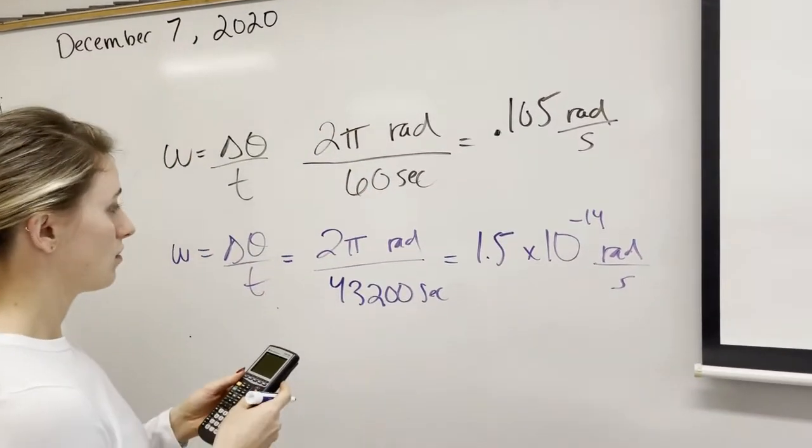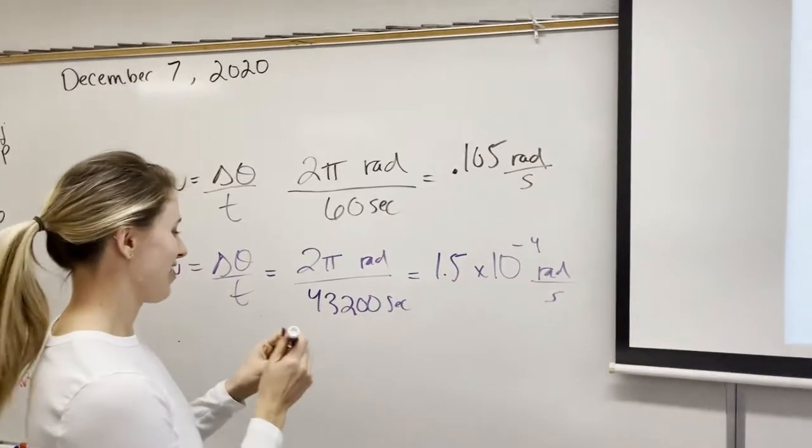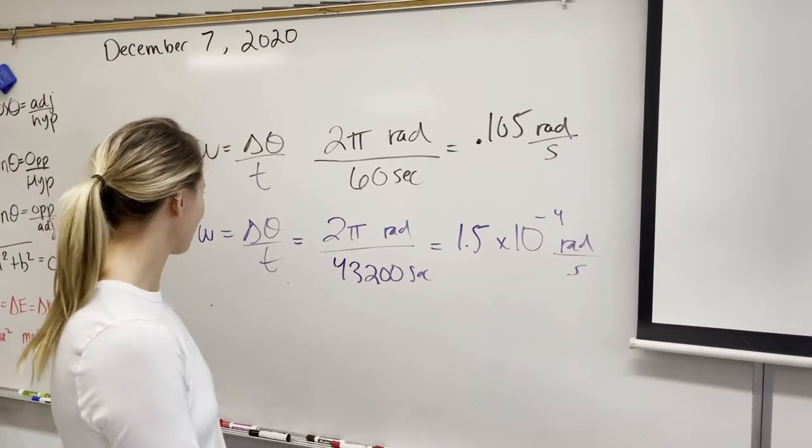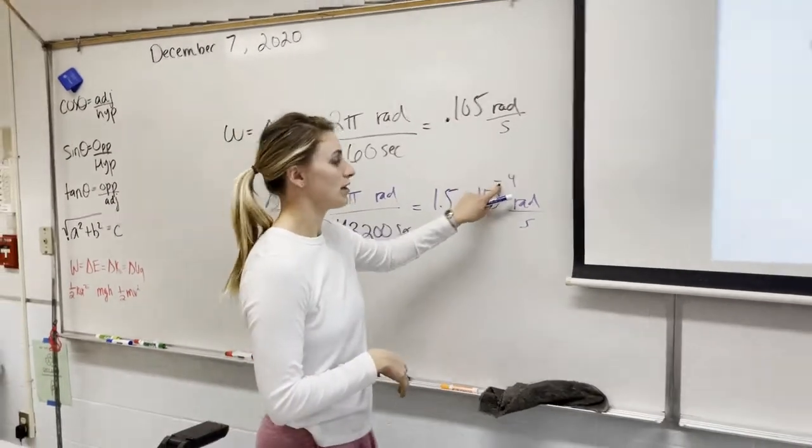-4 or -14? -4. Didn't mean to write the 1. Too excited, not that small. Okay, so all that's right. A very slow angular velocity. Moving real slow. This is a small number. Negative exponent, small number.